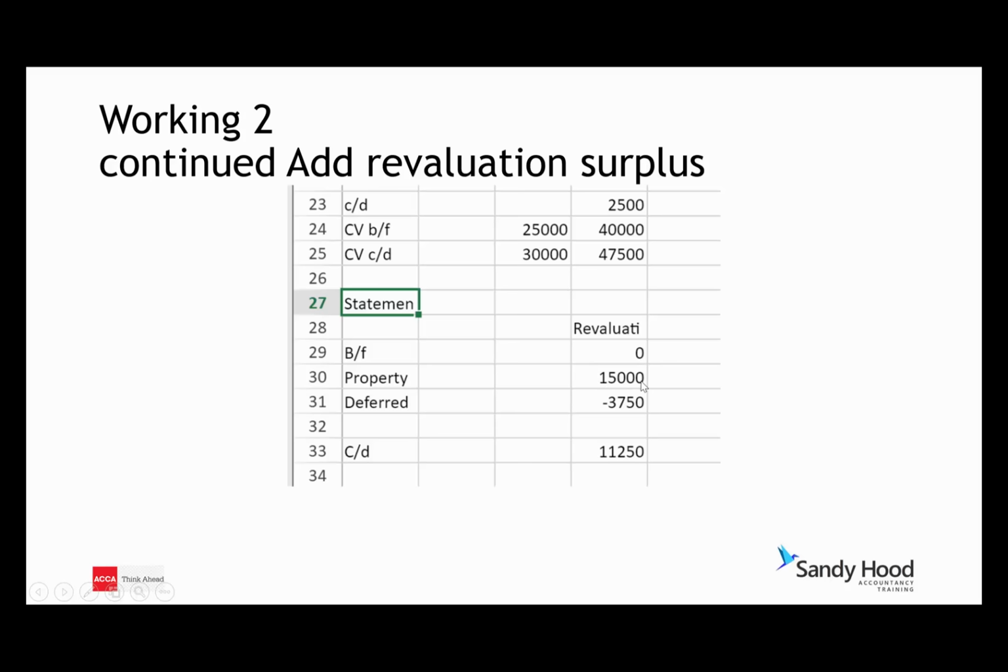So the property's been revalued by 15,000, fine. 10,000 for the buildings, 5,000 for the land, and we know that at a 25% tax rate, then we're going to have to deduct that from the revaluation surplus and put that into the deferred tax account, leaving us with a carried down figure of 11,250 for the revaluation surplus.